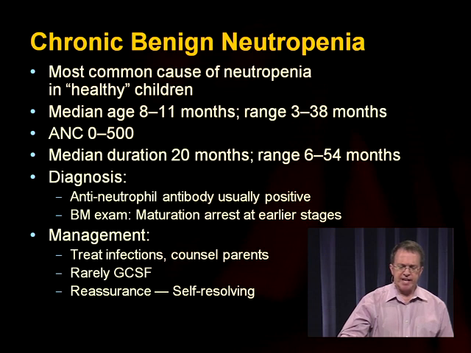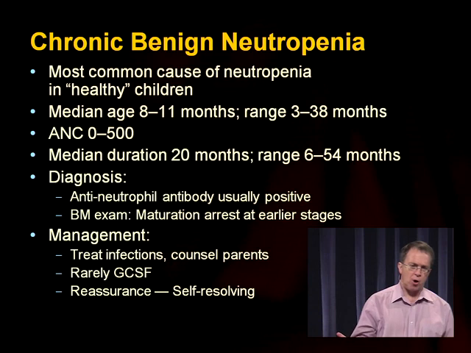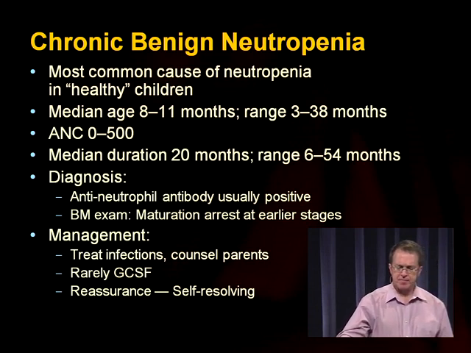It's seeing that we have a normal marrow and that we're making the precursors to the neutrophils, but we're just not getting the neutrophils in our peripheral smear. We treat infections, we counsel parents, we rarely give GCSF, and most of what we do is reassure them. And after a couple normal ANCs in a row, we send them home from our clinic and tell them they don't have to follow up again.